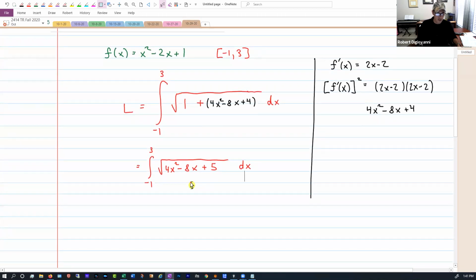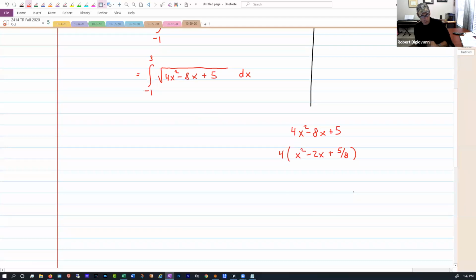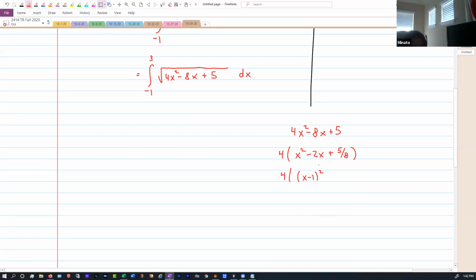All right, should I continue? Okay, so real quick, completing the square over here. So I take half of 8. Oh wait, no, I need a 1 out front. So I'm going to pull the 4 out, and then I have x squared minus 2x plus 5/8. Then I take half of negative 2, which is negative 1, square it, and add and subtract. Wouldn't it be 5/4, because you took a 4 out? Yeah, I don't know why I put 8. Thank you, Minato. 5/4.